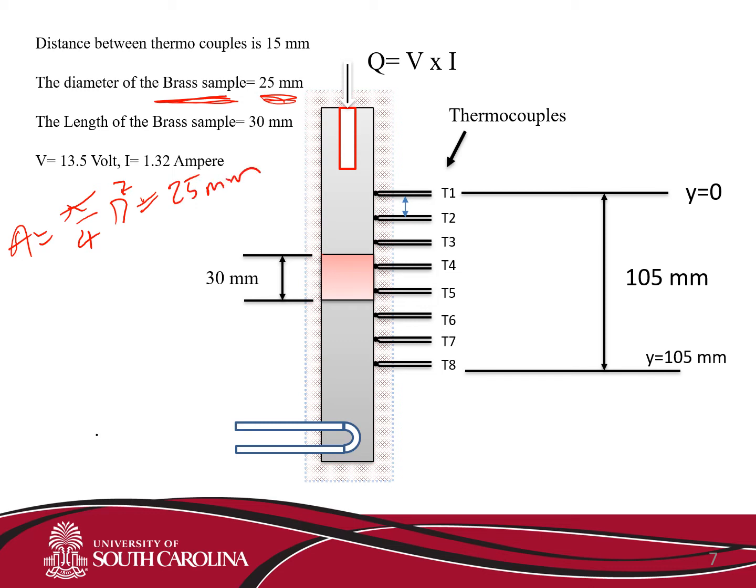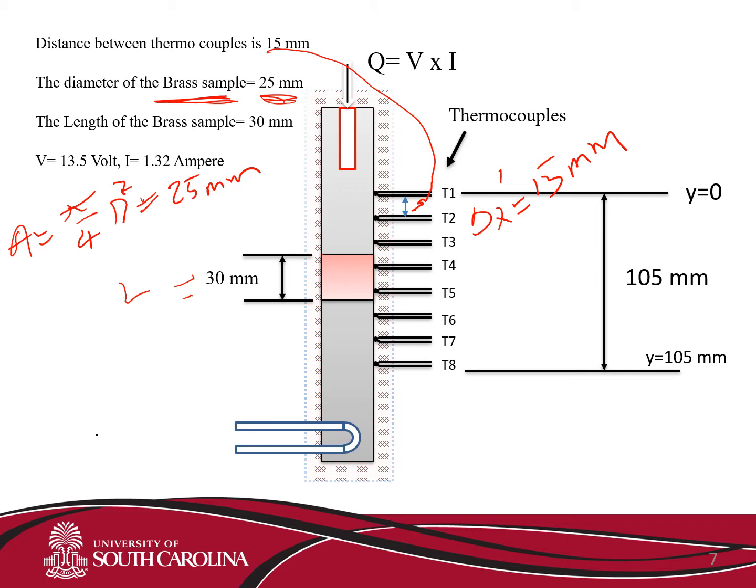The length of the brass sample is 30 millimeter. This is the length. The distance between thermocouples, which is here, which is delta x dash, equals 15 millimeter.